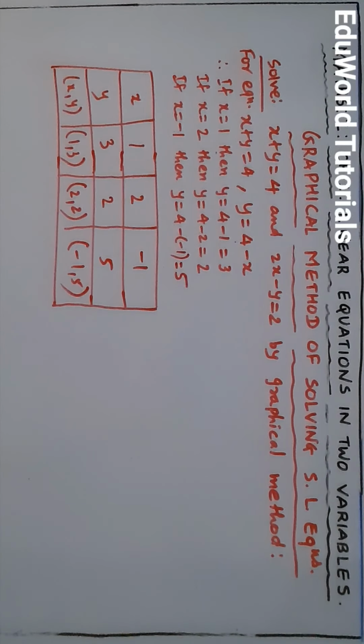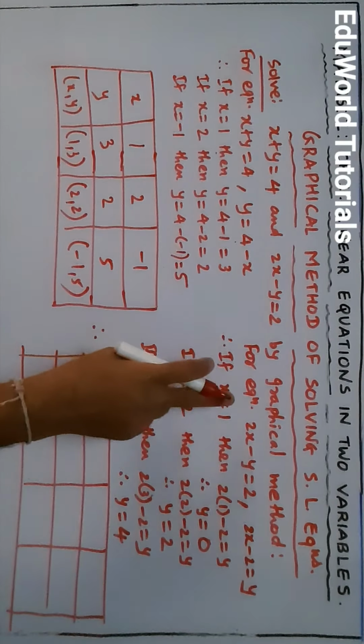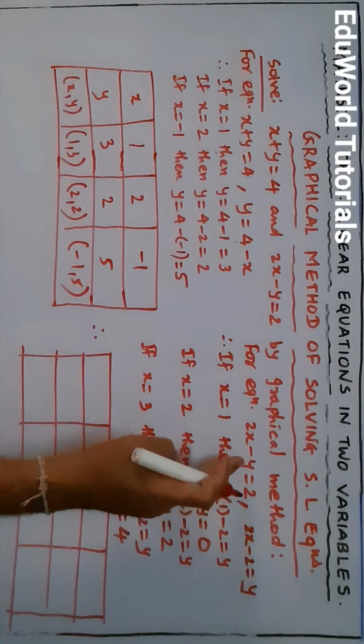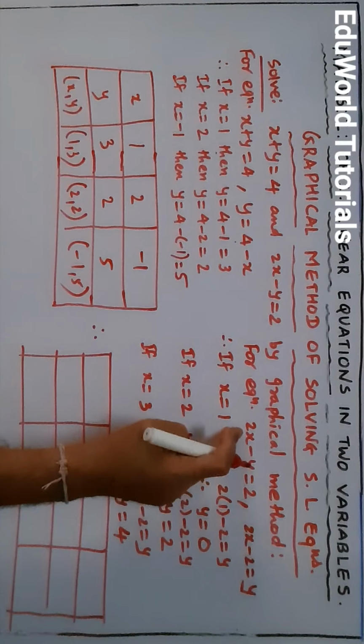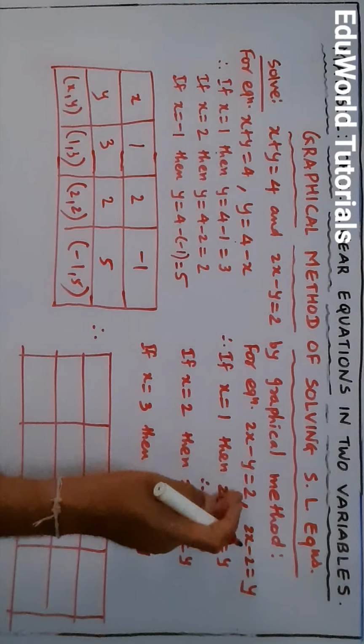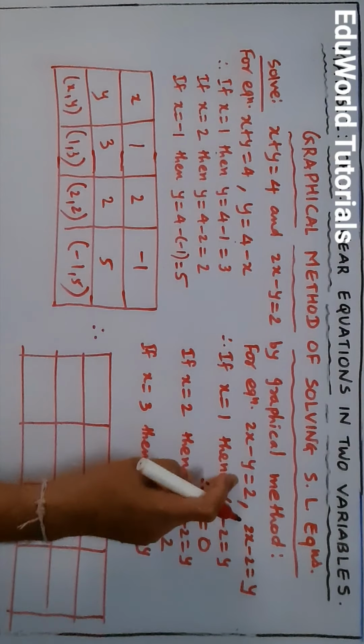In the same way, we have to make a table for the second equation, which is 2x minus y equal to 2. How to do it? For the second equation 2x minus y equal to 2, if I bring 2 to this side, it will be 2x minus 2 equal to y. I have carried y to the other side, exchanging the sides of minus y and 2 with respect to the equal to sign.